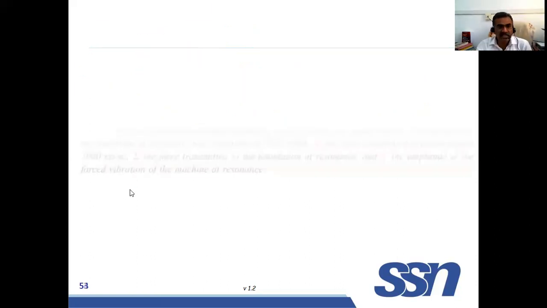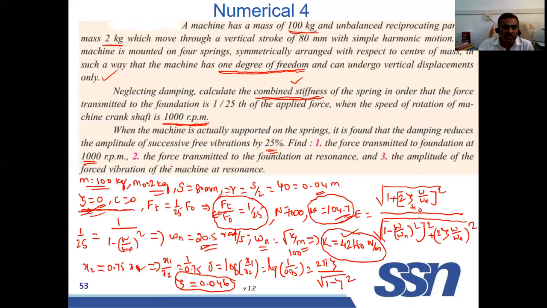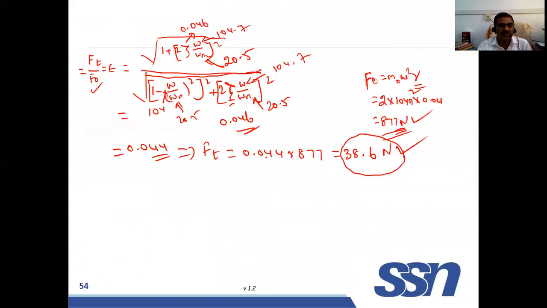Now the next condition is the force transmitted to the foundation at resonance. What is meant by resonance? At resonance, omega by omega n is equal to 1. So that is resonance. In this equation, if you substitute omega by omega n equal to 1, what will happen?